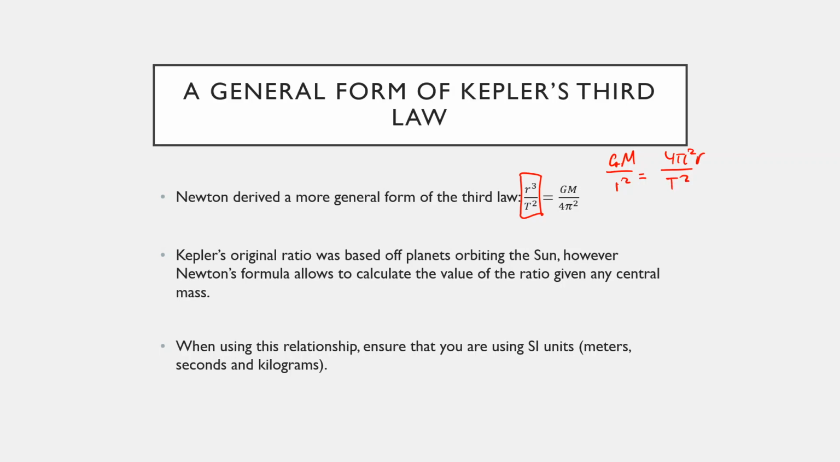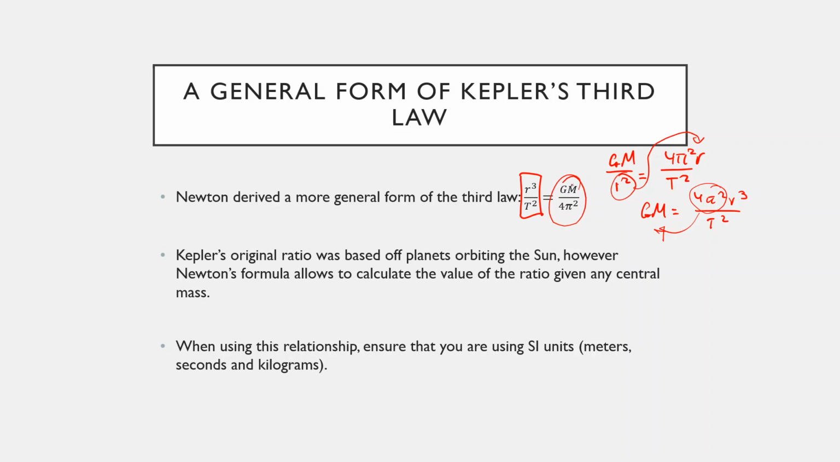Notice what I can do is bring this R squared and put it on top of that fraction. So you'll end up getting GM equals 4 pi squared R cubed over T squared, and you can probably see the last step is to just divide 4 pi squared across to there, and you end up with that. So that's where that relationship comes from. It just involved a little bit of maths. So that's pretty much it.